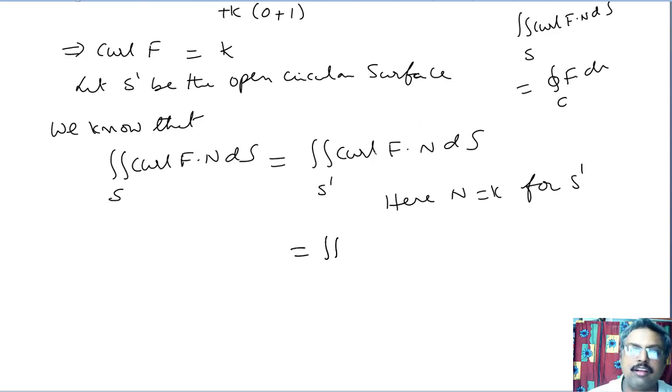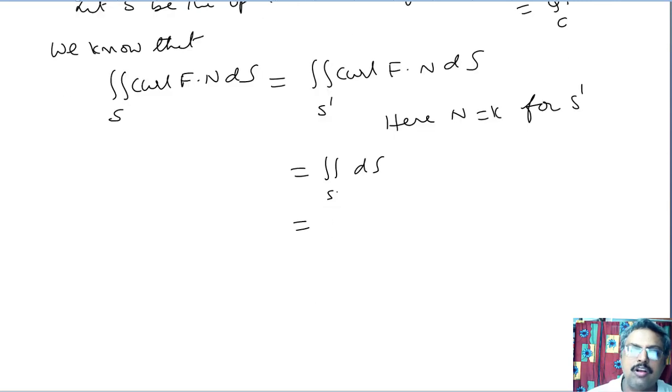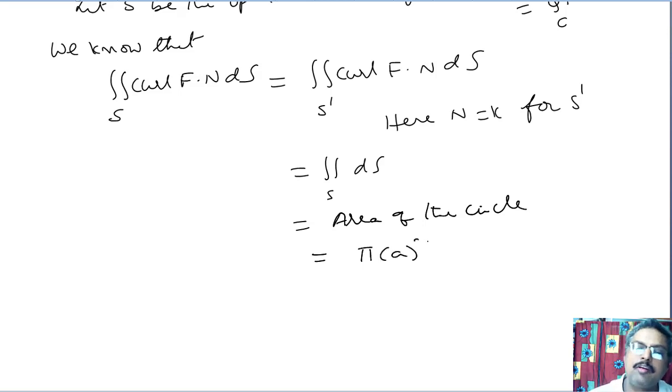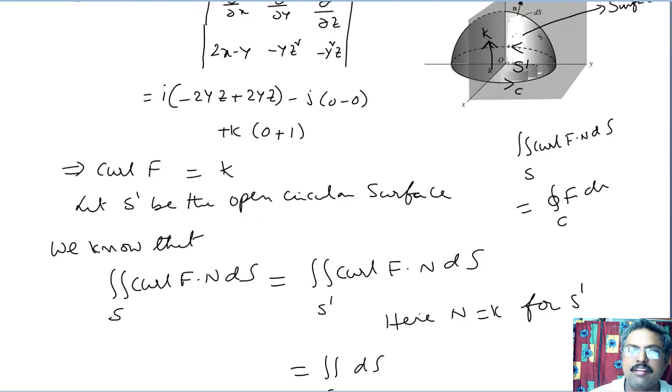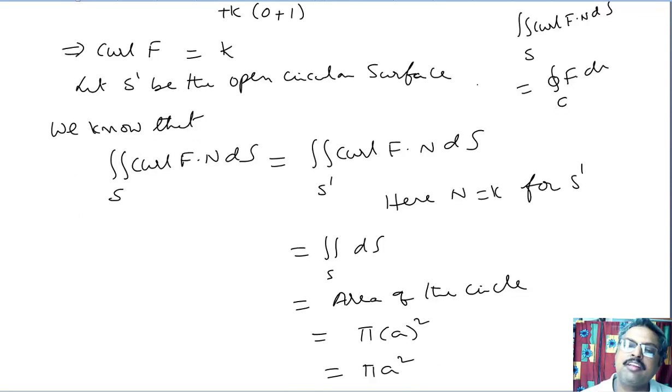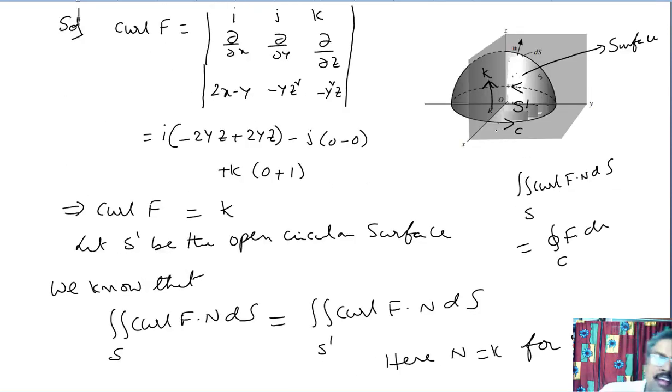Now what is curl f dot n? The double integral, now this is very easy. Curl f is already k, dot n is also the same. The double integral of ds is nothing but the area of the circle. What is the area? Pi r square, r is the radius. So pi a square is the answer. So without finding the curved surface, we are just finding the surface integral over this S dash surface. This is the easiest method for finding the double integral.